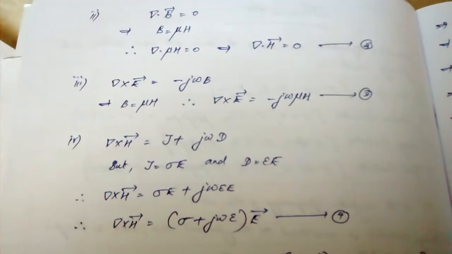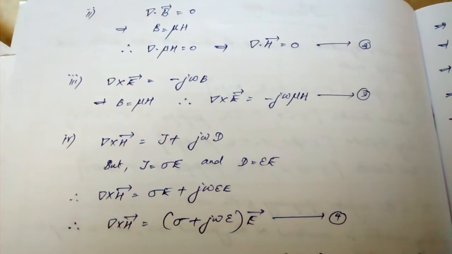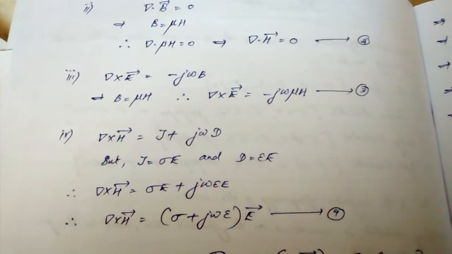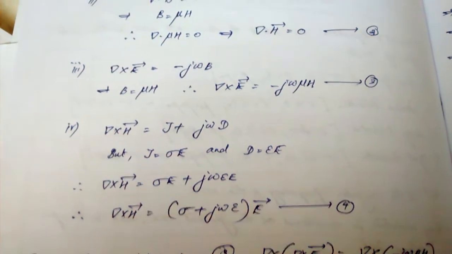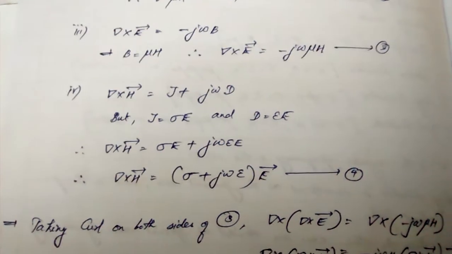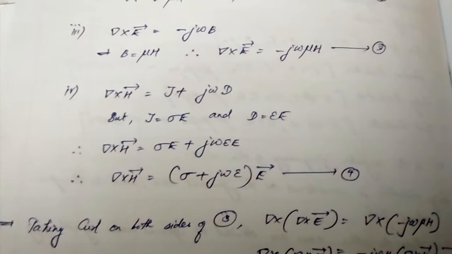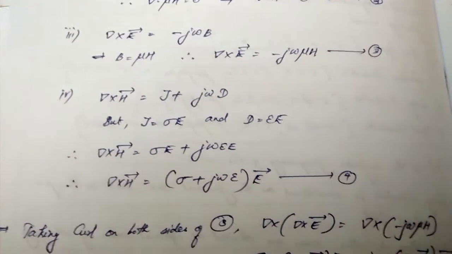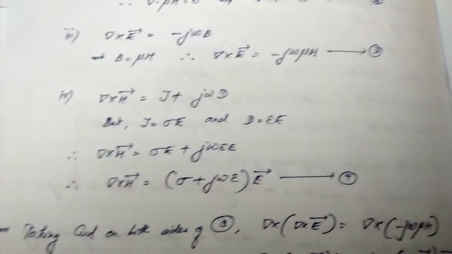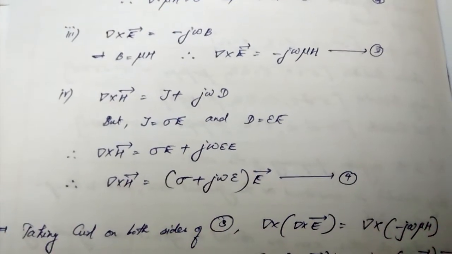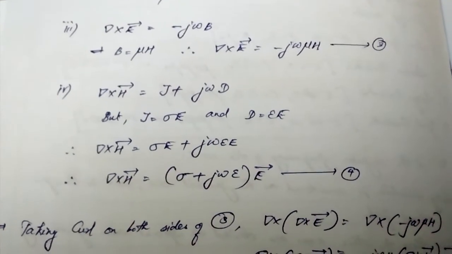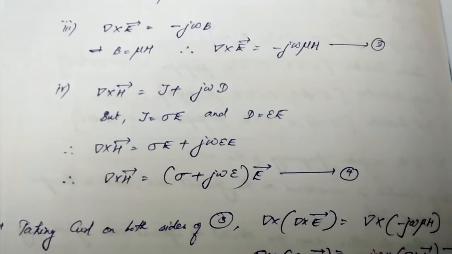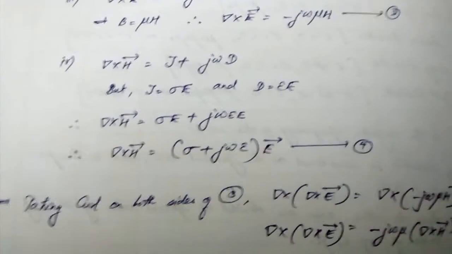Then you have the third one, del cross E is equal to minus j omega B. B is equal to mu H. So you can write del cross E is equal to minus j omega mu H. Mark it as equation number 3. Now the last one is del cross H is equal to J plus j omega D. What is J? J is sigma E. What is D? It is epsilon E. So del cross H is equal to sigma E plus j omega epsilon E. Grouping the terms together, you get del cross H is equal to sigma plus j omega epsilon into E. Mark it as equation number 4. And these 4 equations have been derived from Maxwell's equations.